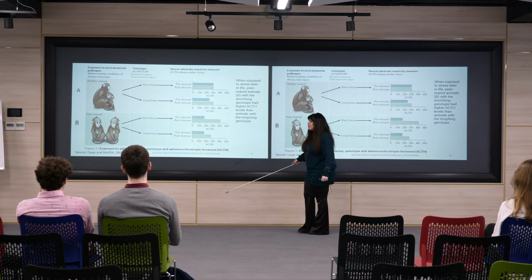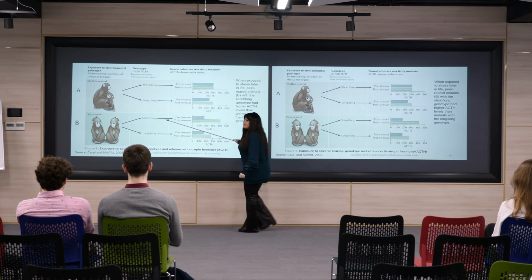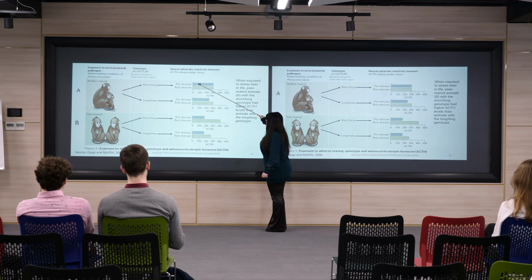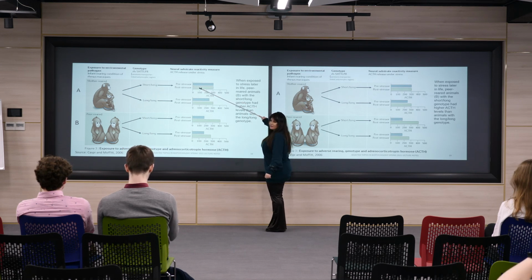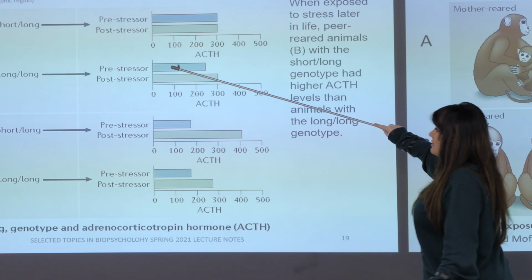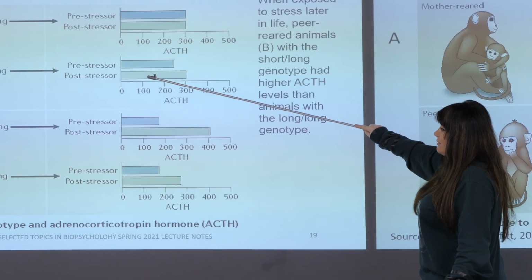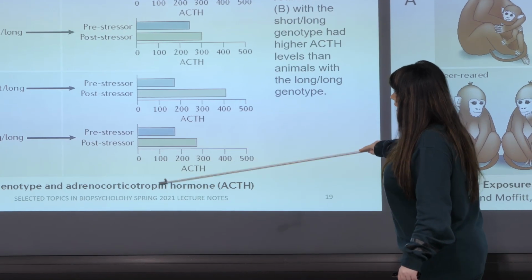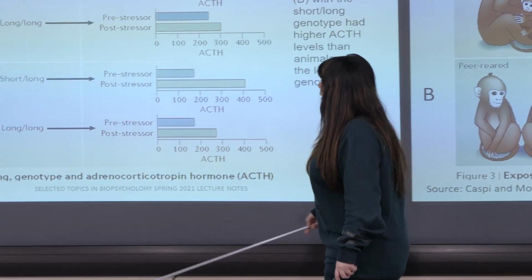under the stressful condition. For example, this is the hormone level before stress. This is the hormone level after stress. Hormone level before stress, hormone level after stress. Hormone level before stress and after stress, okay? So if you look at this graph, what do you see?